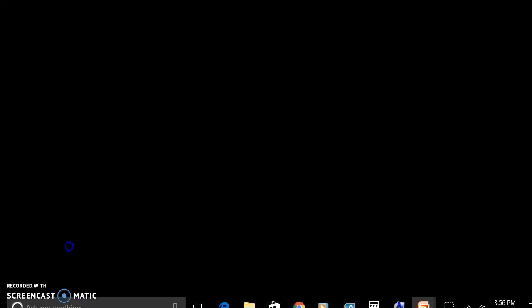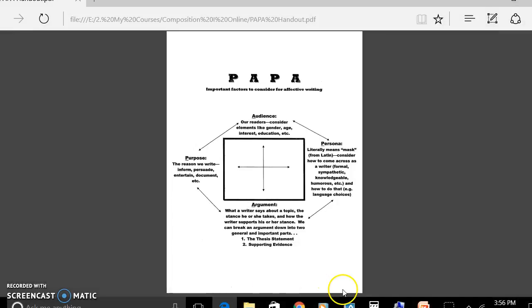Now, I want us to look at just to sort of recap everything we've talked about in this one handy-dandy handout that I will post in Blackboard for you. It's the PAPA handout, and it's important factors to consider for effective writing. So let's start over here with our purpose. That's the reason why we write. Are we informing? Are we persuading? Are we entertaining? Or are we just simply documenting? And there are a number of purposes. So refer back to the textbook for a more exhaustive list there.